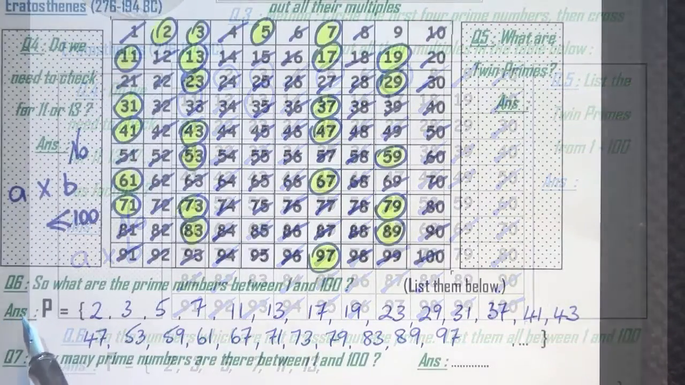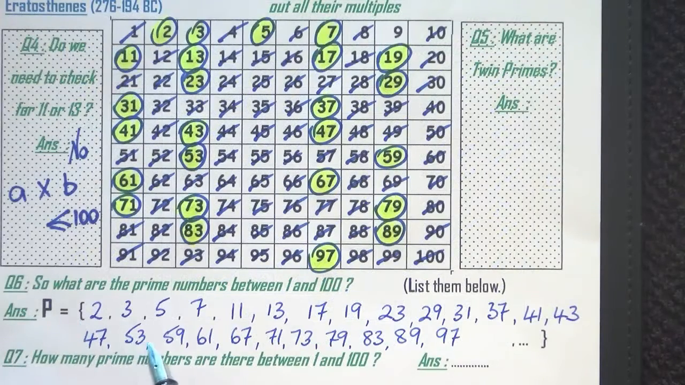So in question 6, I ask you to list the prime numbers up to 100. So you should be able to do that using your grid. In question 7, I ask you how many prime numbers there are up to 100. So it's just a matter of counting them. 1, 2, 3, 4, 5, 6, 24, 25. There are 25 primes up to 100.